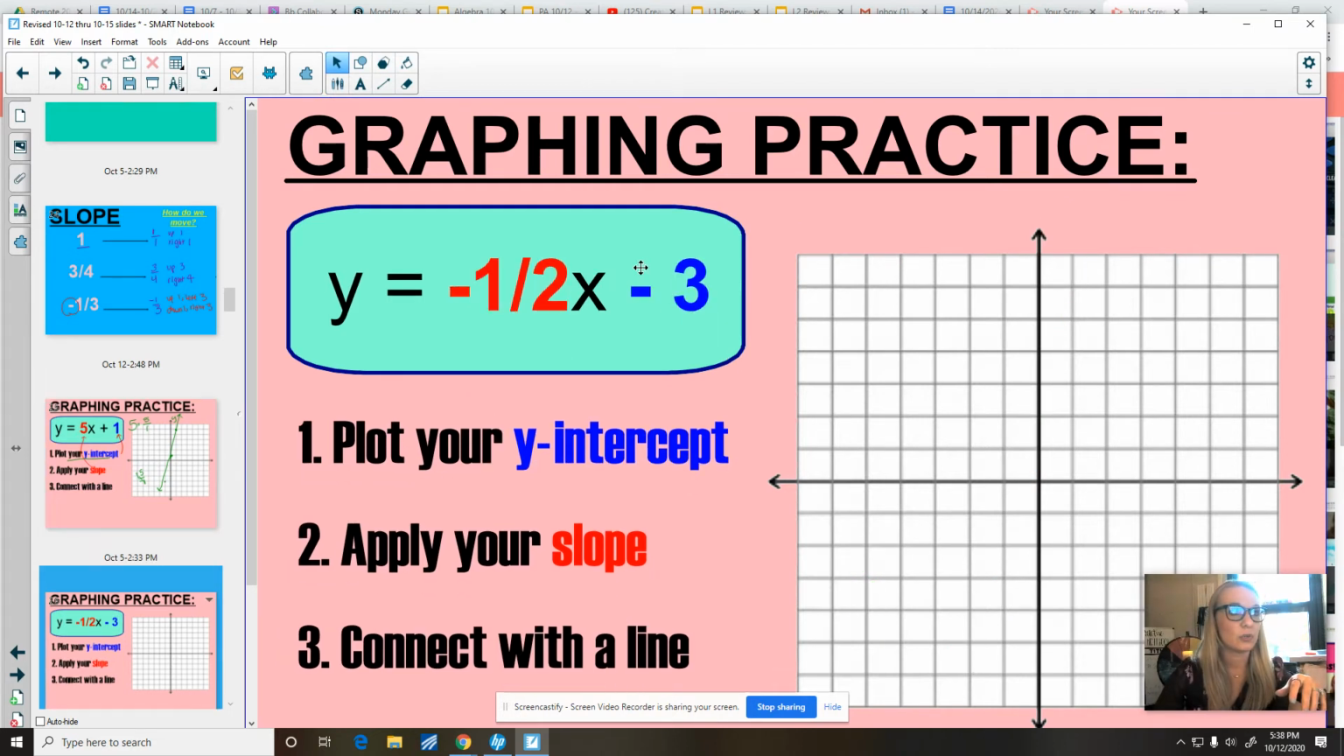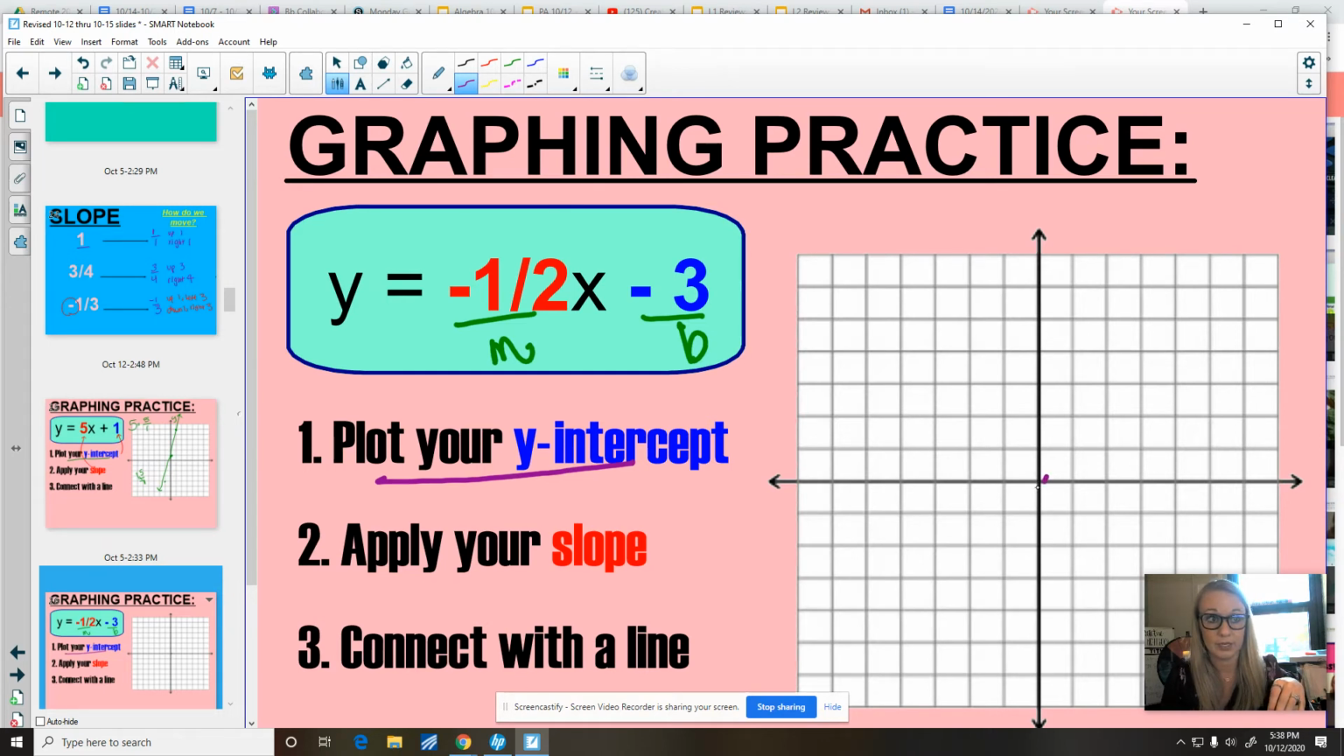So looking at this equation in slope-intercept form, I know that my y-intercept right here, which is b, is negative 3. And then I know that my slope, which is represented by m, is a negative 1/2. The first thing that I always need to do when I'm graphing a line in slope-intercept form is to plot my y-intercept. So I know that's a negative 3. I'm going to come over here, 1, 2, 3. Boom, good.